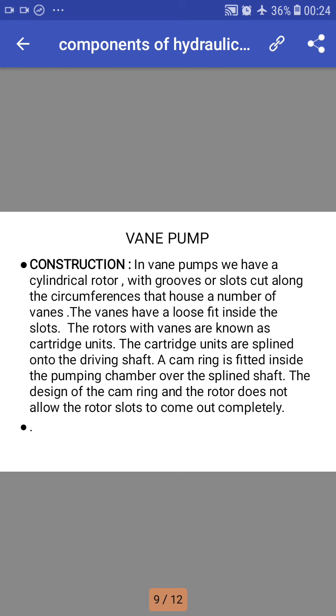Loose fit means it can be moved out. When the rotor rotates, due to centrifugal force, the vanes want to come out externally. But the total system is housed inside a cam-type housing. The housing wall will prevent the vanes from fully coming out. The total rotor and the vanes are known as a cartridge unit. The cartridge unit is splined onto the driving shaft. A cam ring is fitted inside the pumping chamber over the splined shaft. The design of the cam ring and the rotor does not allow the vanes to come out completely.